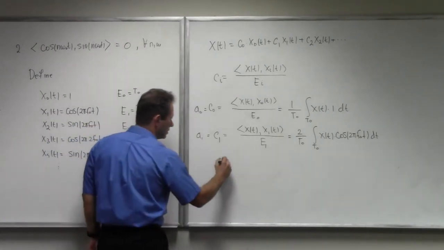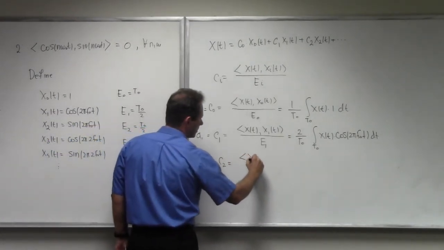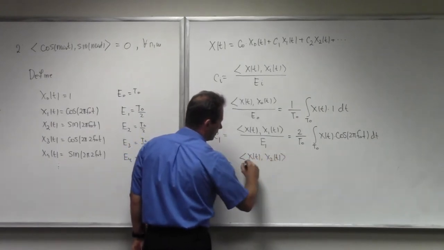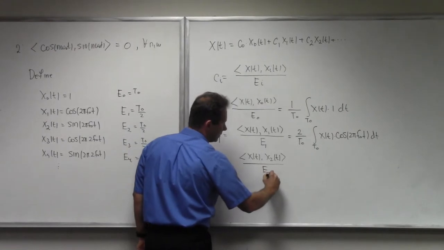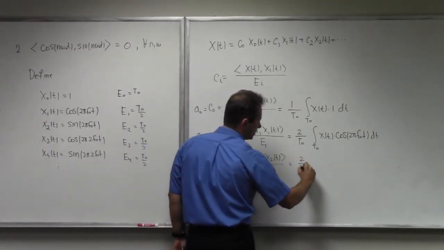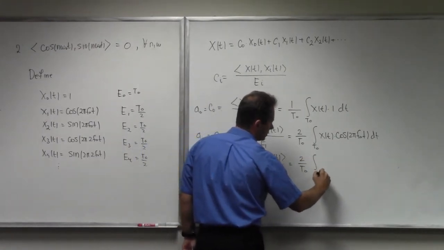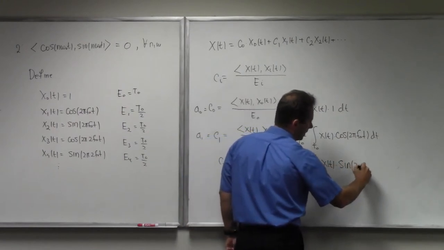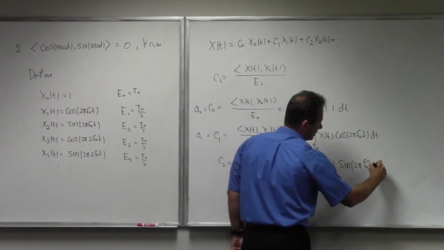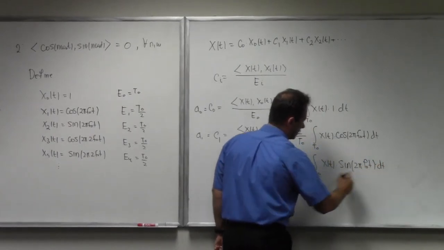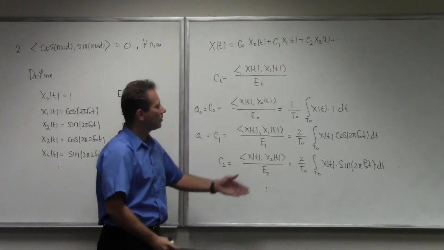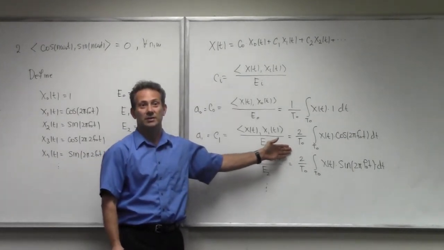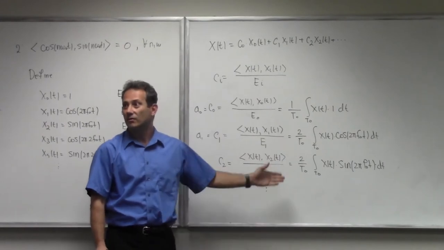And let's take a look at c2. This becomes the dot product of x of t with x2 of t, divided by the energy of x2, which is 2 over t0, integral over t0, x of t times sine 2 pi f0 t dt, and so on. What are these formulas? These are good old friends. These are the Fourier series expansion formulas.